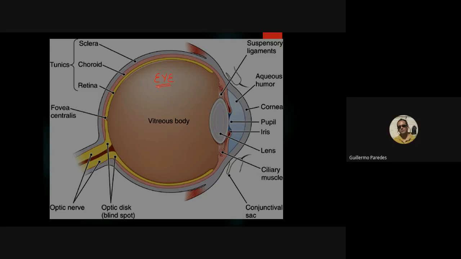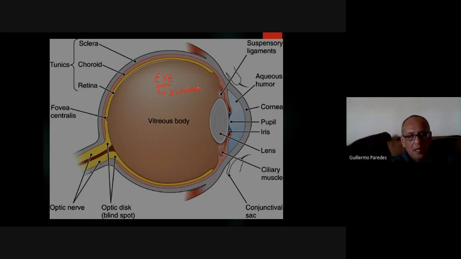Excellent. So that means the eye is going to have 3 chambers and 3 layers. You okay with that? Where are these 3 layers? Number 1 is this, the sclera. The sclera is the fibrous tissue that is surrounding and giving the shape of the eye. In other words, the white of your eye is the sclera. We okay with that?